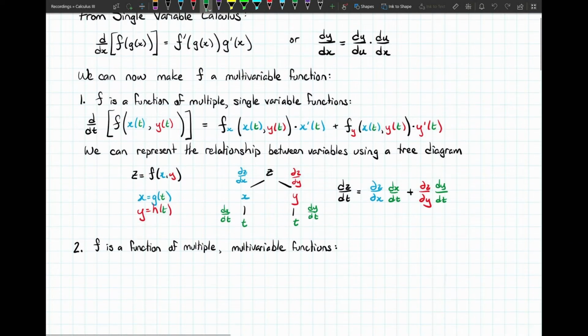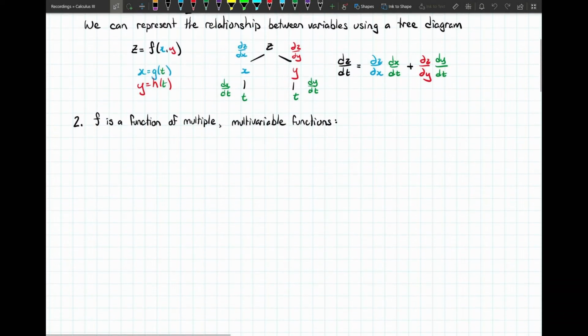In example 2, let's take a look at a function f, which is a function of multiple multivariable functions. For instance, we could have a function f that depends on x and y, but maybe x and y are dependent on s and t. So we can treat f actually as a function of s and t as well if we want. Maybe we would like to figure out what the partial derivative of f is with respect to one of those independent variables, let's say s.